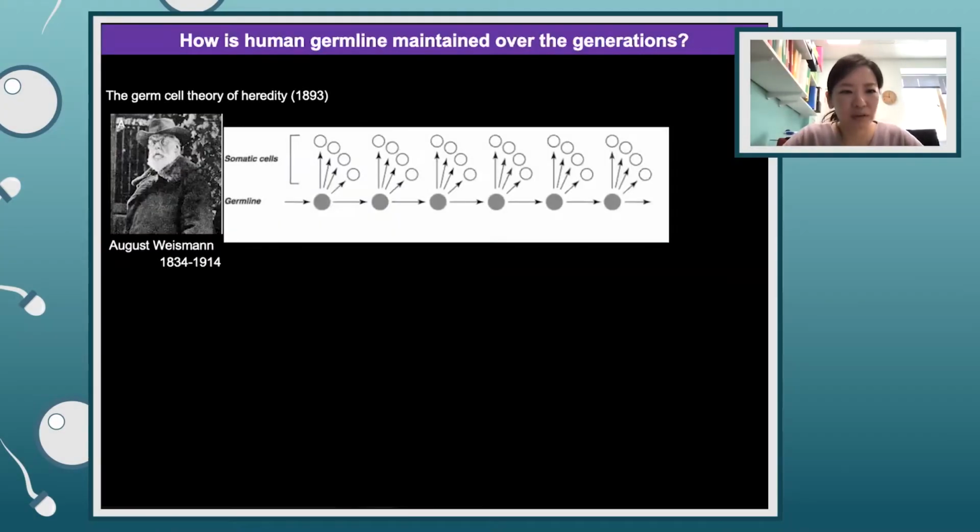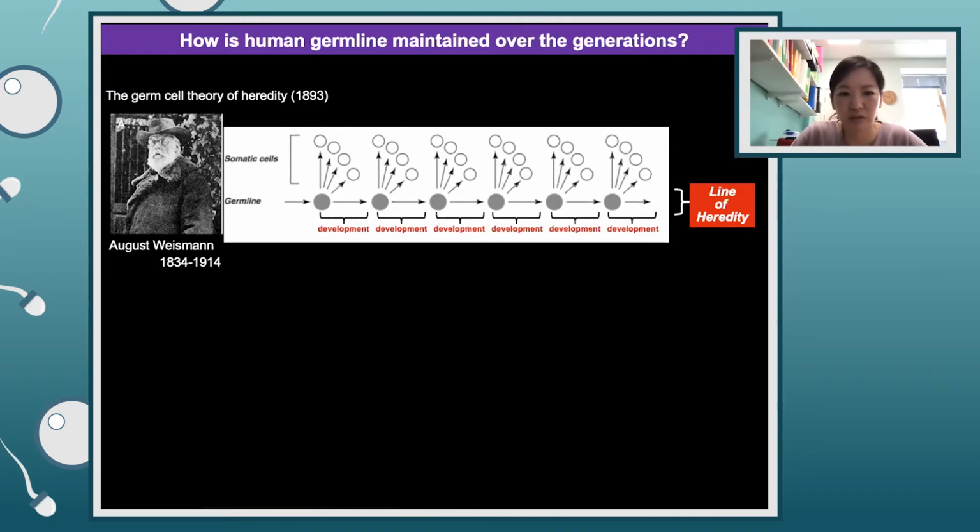So as August Weismann suggested in the germ cell theory of heredity in the 19th century, germ cells are very unique cells that can go over the generations by maintaining the ability to generate whole organisms, unlike somatic cells that finish their role at the end of the generation. Germline is a line of heredity.